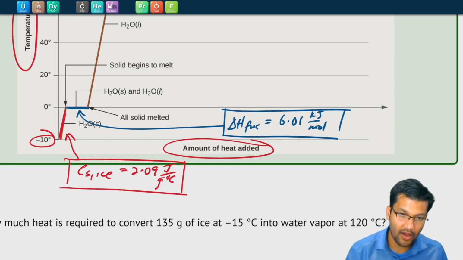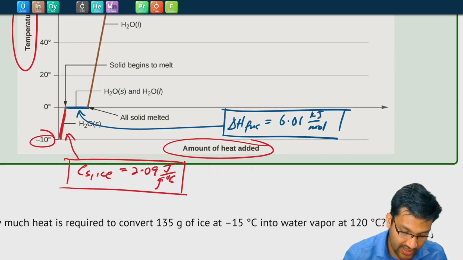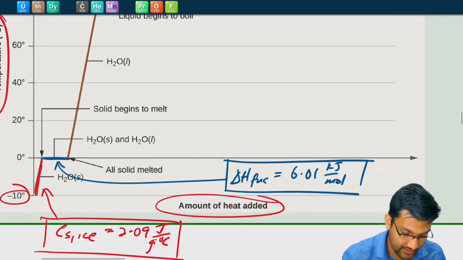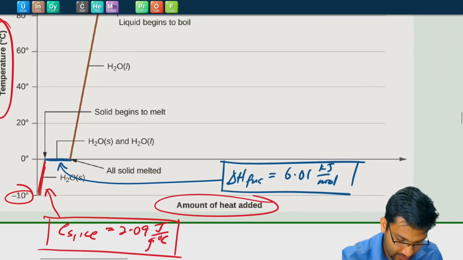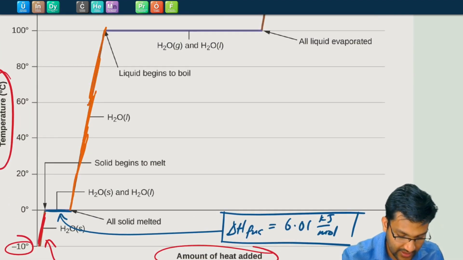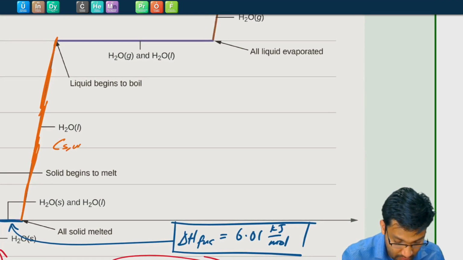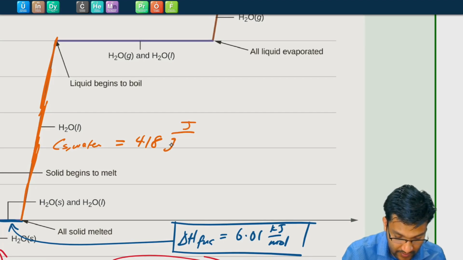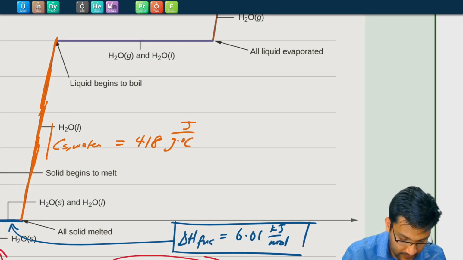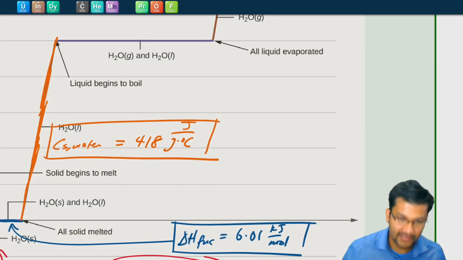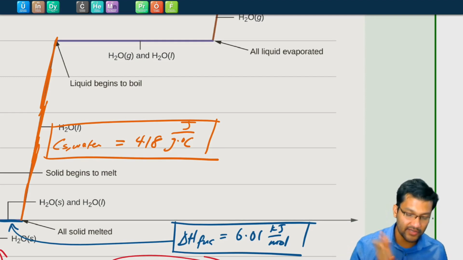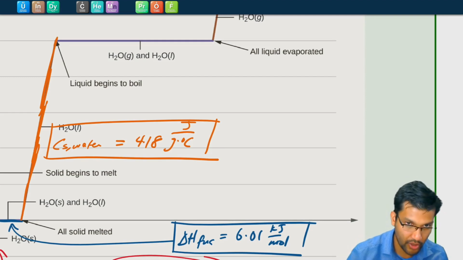Okay, and then all of the ice will be melted, and so as you start to add more heat, the temperature starts to increase again. All right, let's go orange this time. So the temperature will increase again. You add more heat, the temperature will increase again using the specific heat capacity equation, and we know that the specific heat capacity of liquid water is this one we used a lot, 4.18 joules per gram per degrees Celsius. And so we add more heat, the water will increase in temperature until we get to the boiling point.